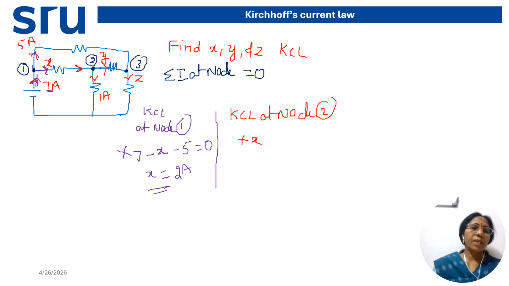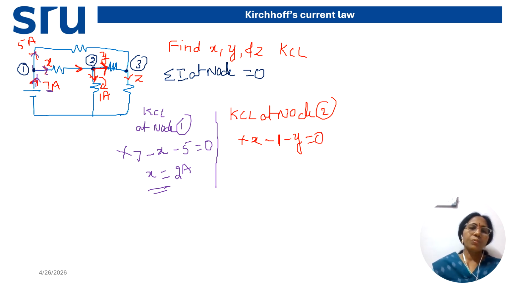Now 1 ampere current is leaving the node. So what is the magnitude of this current? 1 ampere. Is it right? So if it is leaving the node, what should I write? Y minus 1. And at node 2, Y also is leaving the node, this current is leaving node 2, that's why you have to write minus Y equals to 0.